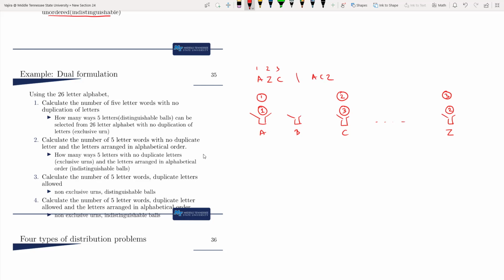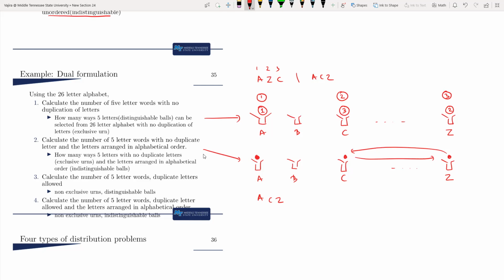Next one is calculate the number of 5-letter words with no duplicate letter and letters arranged in alphabetical order. So that's exclusive urn but indistinguishable balls. If I try to visualize this, I have urns like this. And then indistinguishable balls. So it's exclusive. Okay, so what's the word? The word is A, Z, Z. Now let's say I change these two balls. Still I get the same because the balls are indistinguishable. Okay. So that's this one.